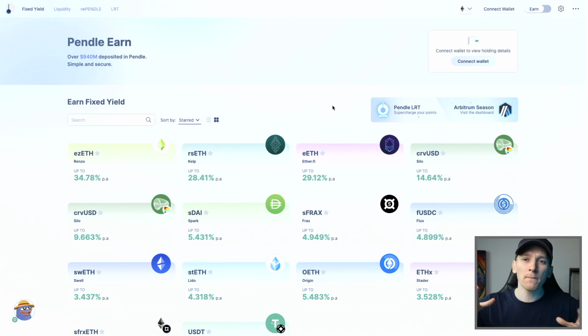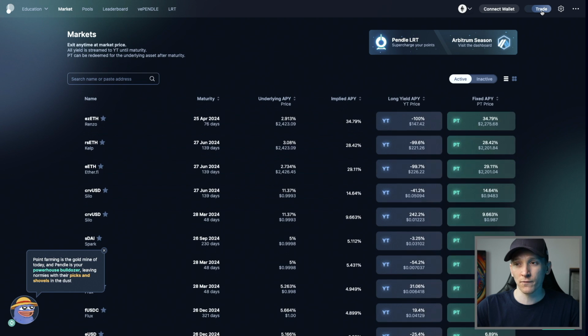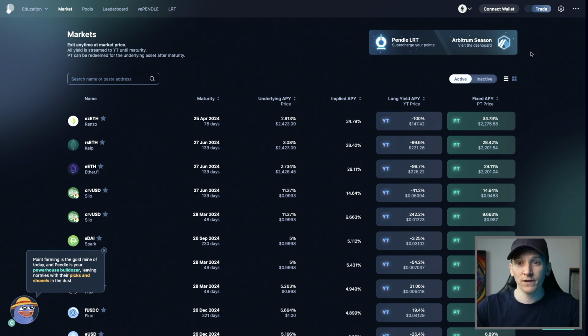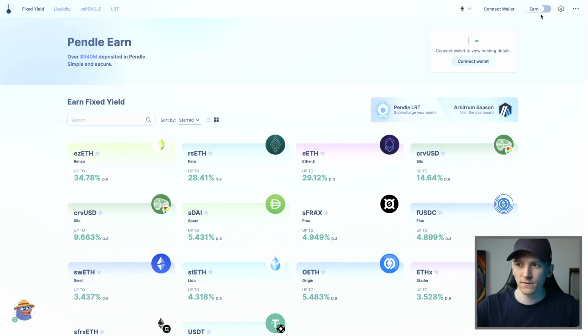Let's first look at the earn section on Pendle, which is the simple way to use Pendle. So up at the top right, where you can connect your wallet, you see earn right here. If you click this, it goes over to trade. Now this is the more professional way to do things, where you can trade the underlying and the yield. But if you just want to fix your income, you can go over to the earn section.